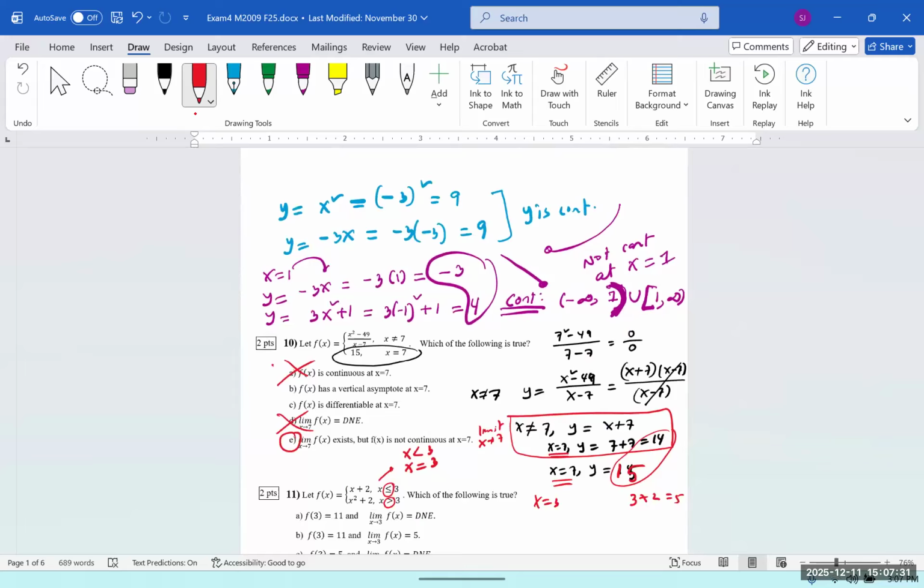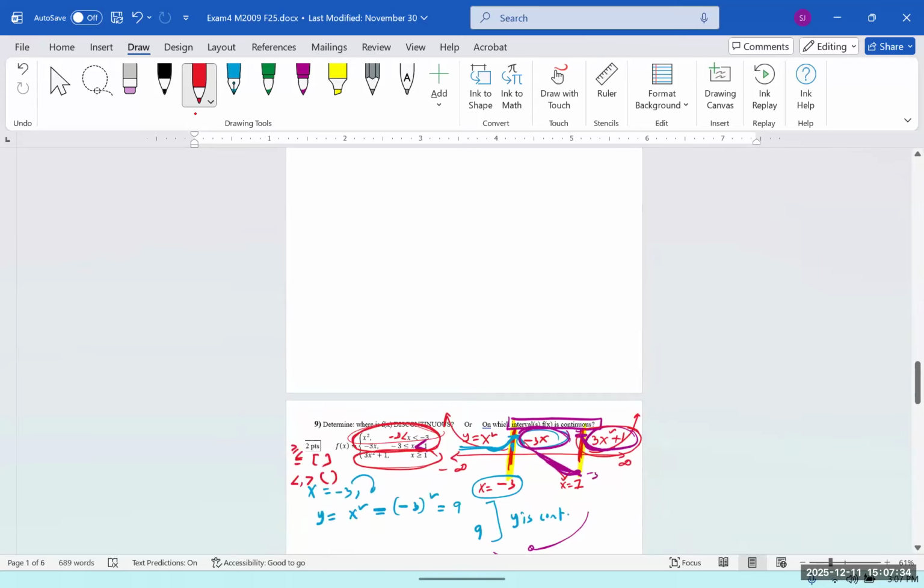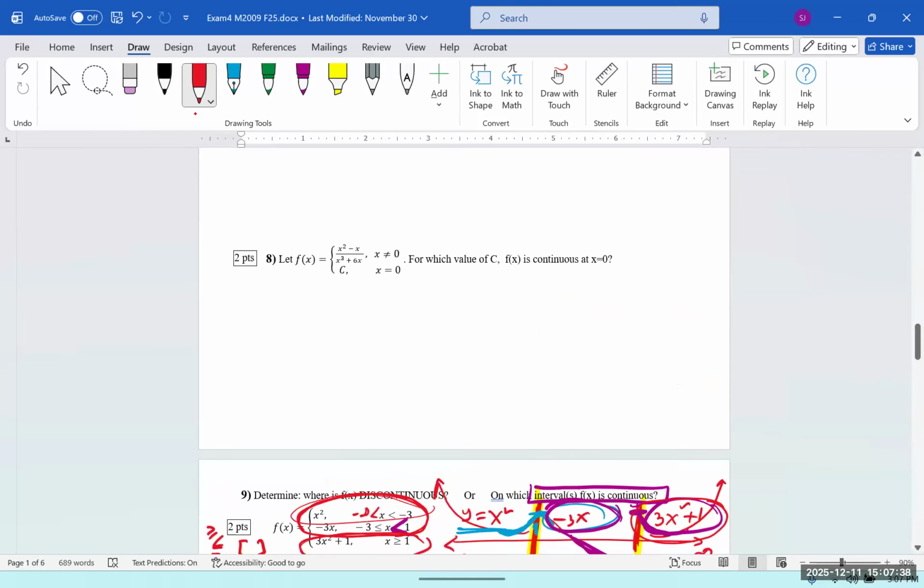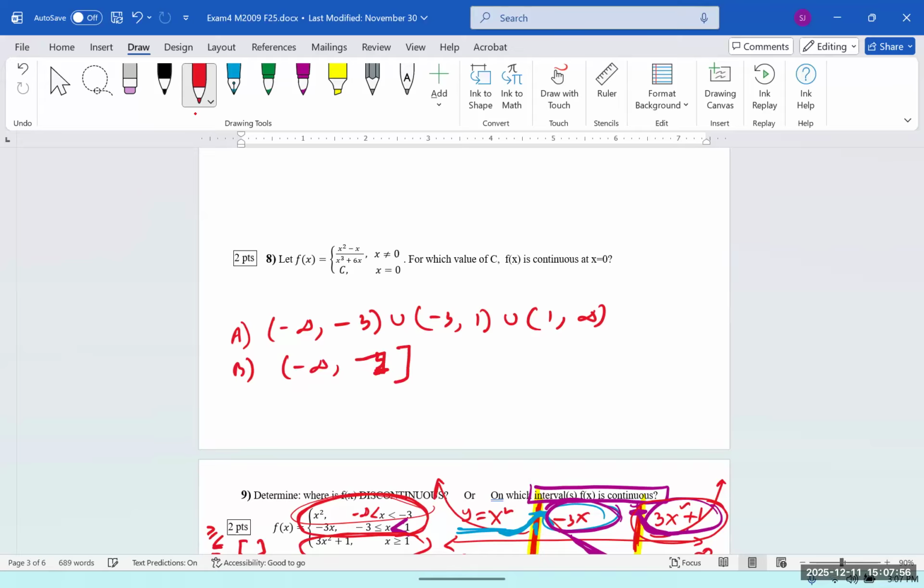So the possible multiple choices you see for this question might be these. Probably A is negative infinity to negative 3, negative 3 to 1, 1 to infinity. Another choice could be negative infinity to negative 3, negative infinity to 1, bracket, union 1 to infinity. Another choice could be negative infinity to 1, and then 1 to infinity. So those choices are very close to one another. That's why you have to pick the right choice, otherwise it's wrong.